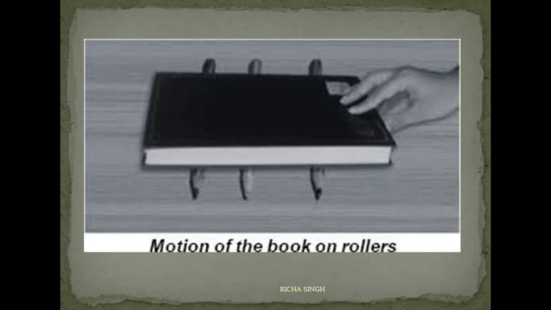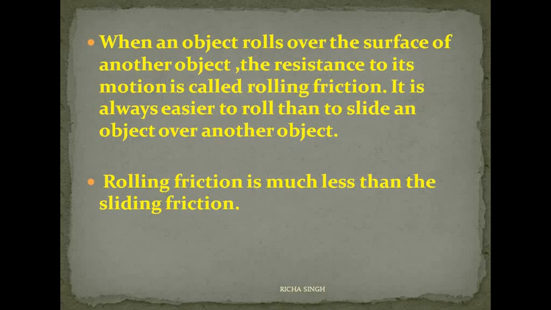Okay, that is why all the vehicles have wheels and ball bearings are used where rotatory motion is required, and this rotation decreases the amount of friction. So when an object rolls over another surface, the resistance to this motion is called rolling friction. It is always easier to roll than to slide an object. Rolling friction is much less than sliding friction. So if we talk about the largest friction, the maximum friction is due to static, then sliding, and then rolling. The least friction is offered by rolling friction.